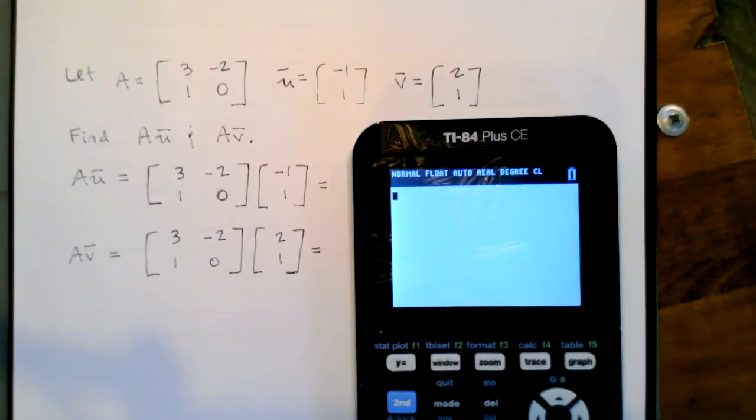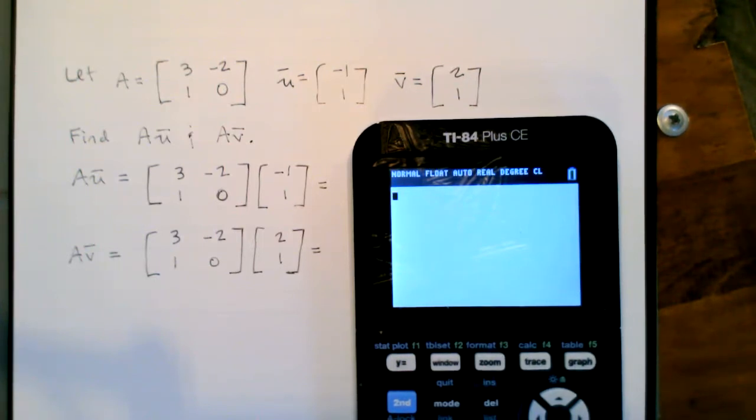Up next, I want to look at this matrix and these two vectors. So A is the matrix 3, -2, 1, 0. U is the vector -1, 1, and V is the vector 2, 1. And I want to find AU and AV.